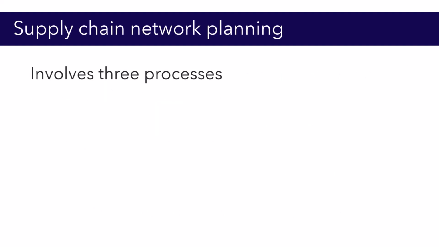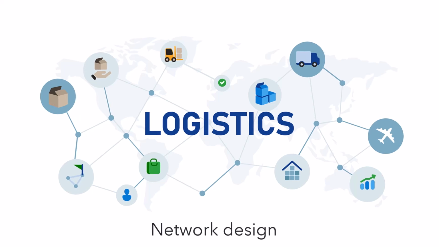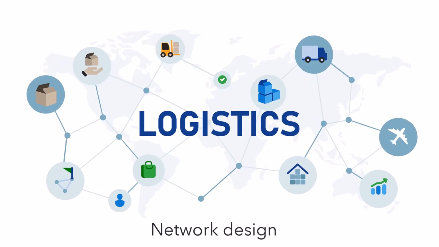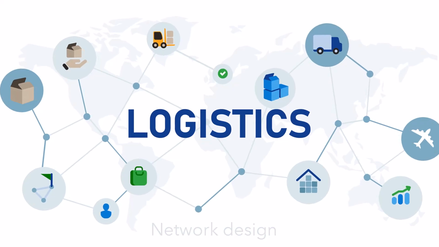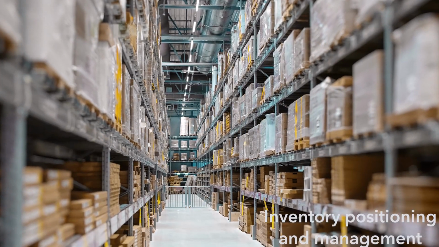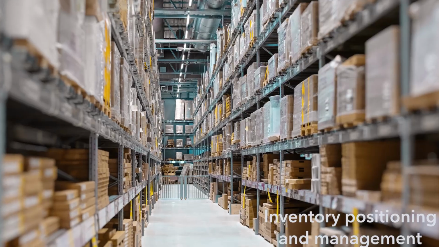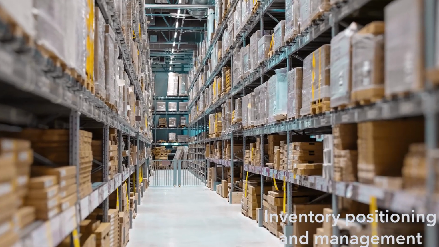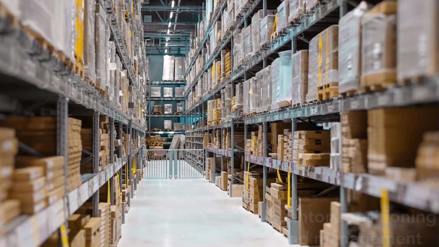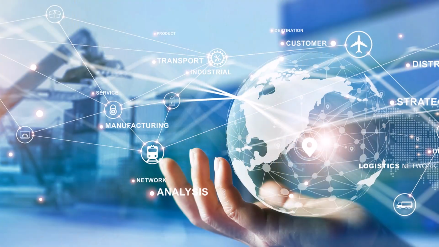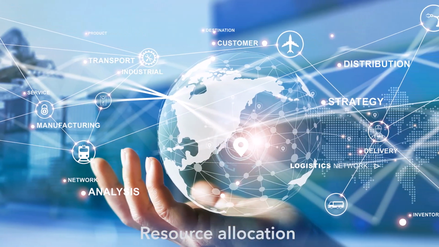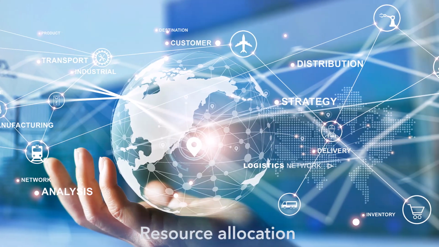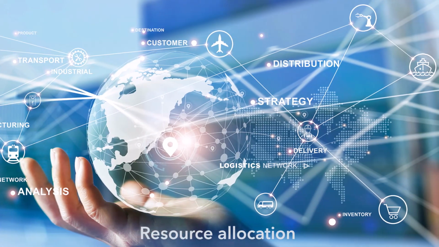Supply chain network planning involves three processes: network design, which is to decide the number, optimal locations, and optimal sizes of plants, warehouses, and distribution centers; inventory positioning and management, which is to identify stocking points, optimal stocking levels, and facilities to stock; and resource allocation, which is to determine when and how much to produce, procure, or purchase, and when and where to store inventory.